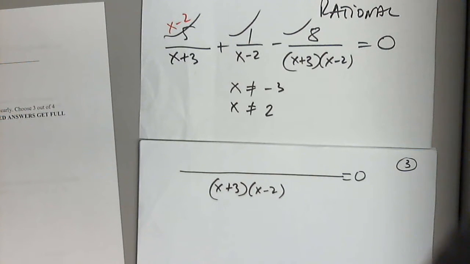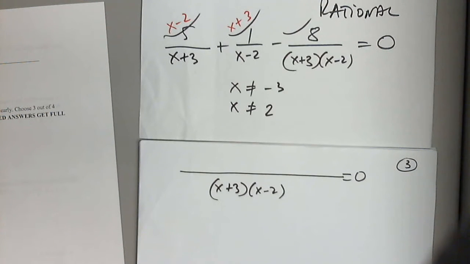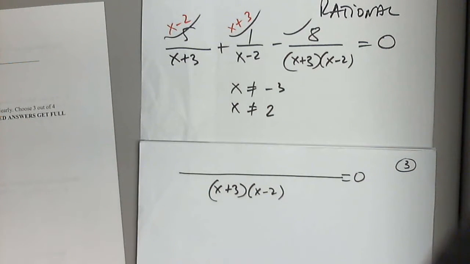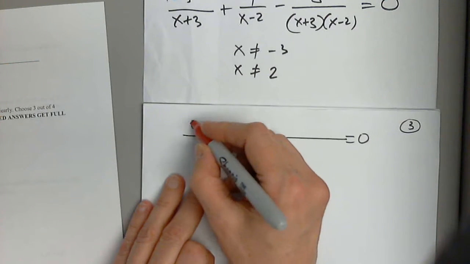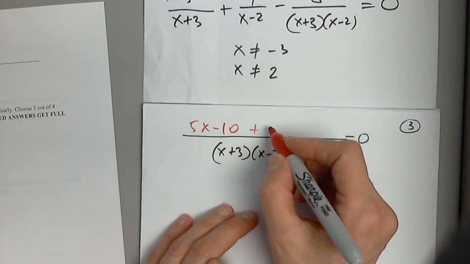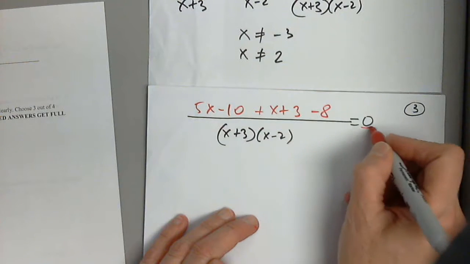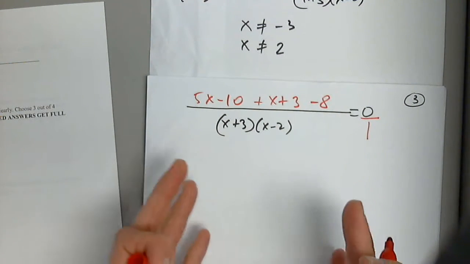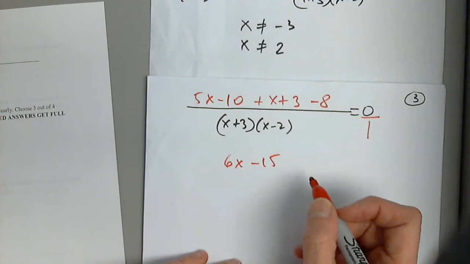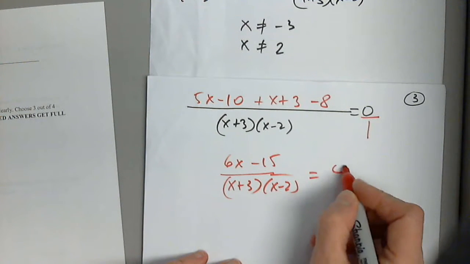And what does the other one need? Good. And what about the last one? You don't have to write anything on the last one. It's the same thing because it's the entire least common denominator. So can anyone dictate the numerator? 5x minus 10 indeed. Very good. Excellent. So remember this, at this stage, I simplify, and now this is a proportion. So I have 6x minus 15 divided by x plus 3 times x minus 2 equals 0 over 1.